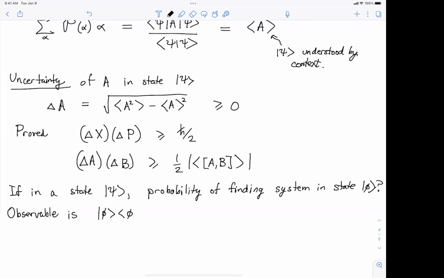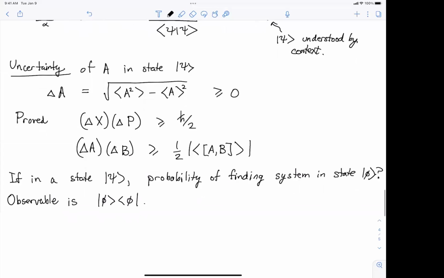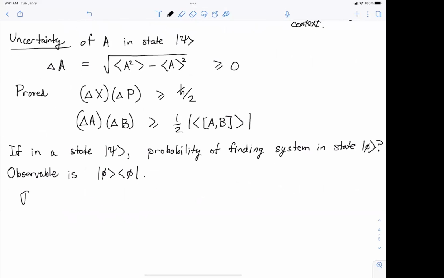It's the projection operator onto the state phi. And then from the postulates of quantum mechanics, the probability is this. It's the inner product of the state you're in and the state you're going to, squared.